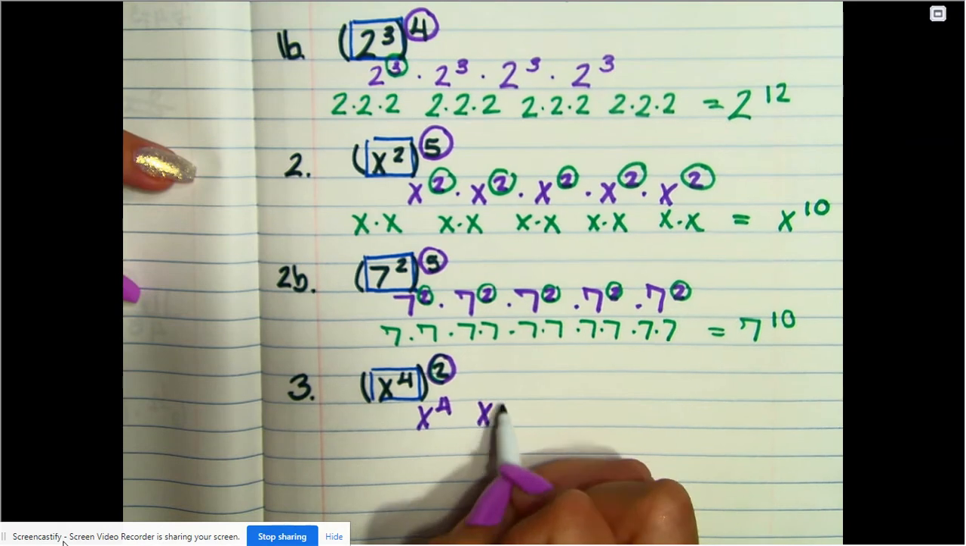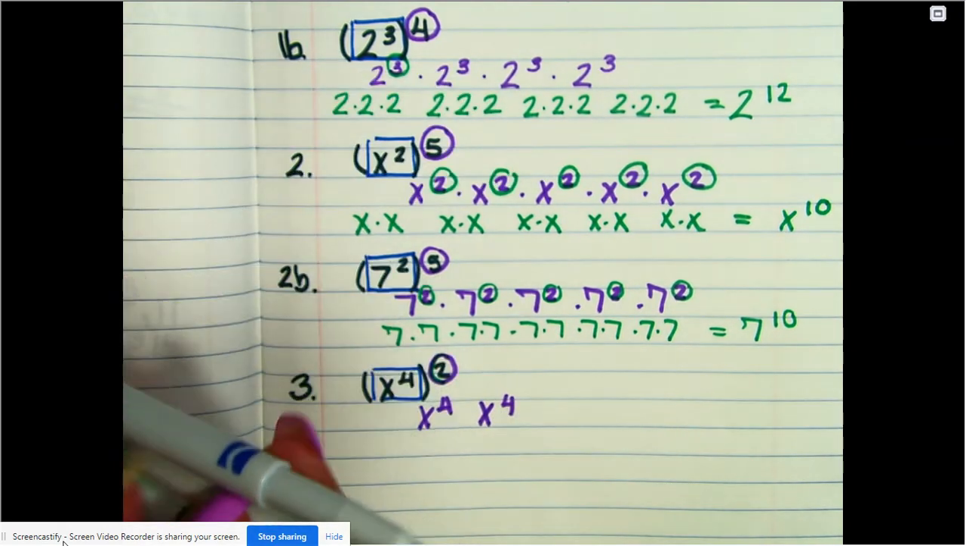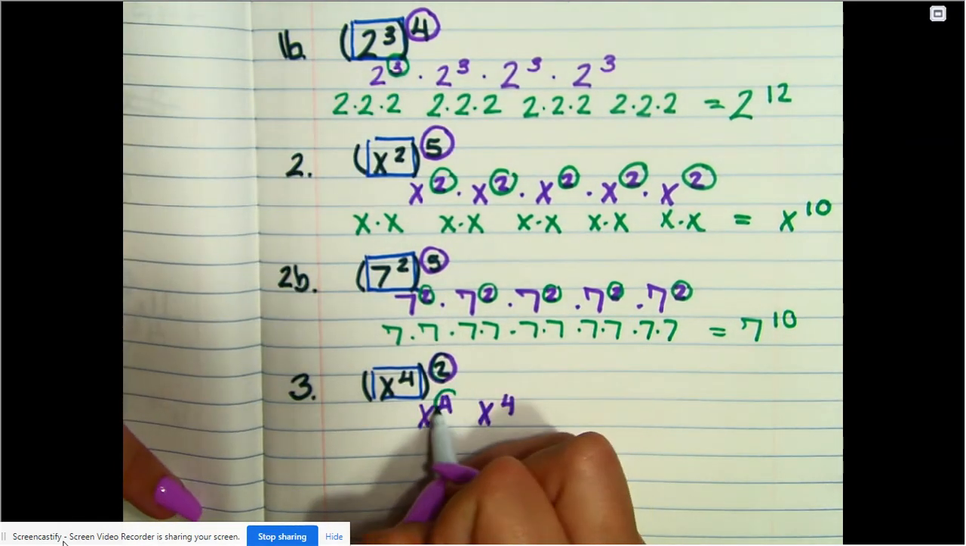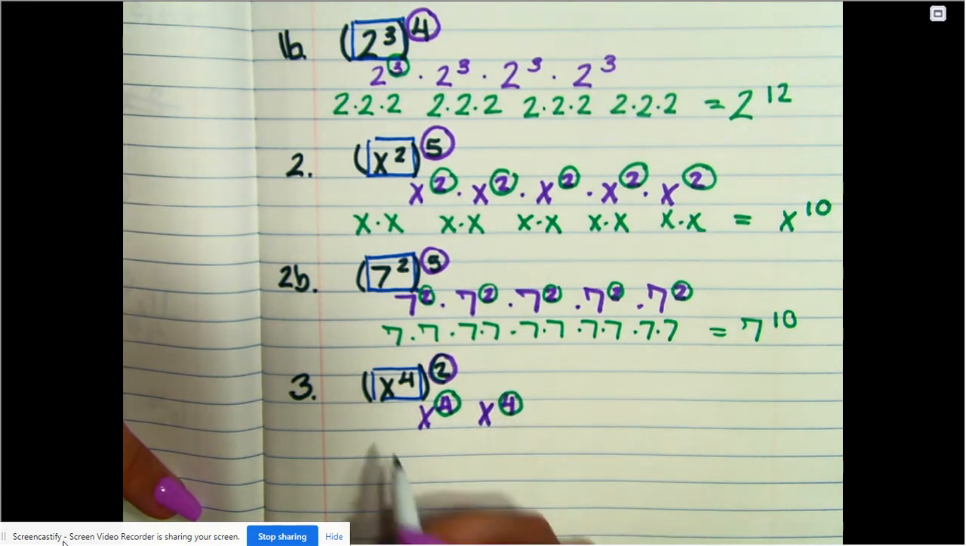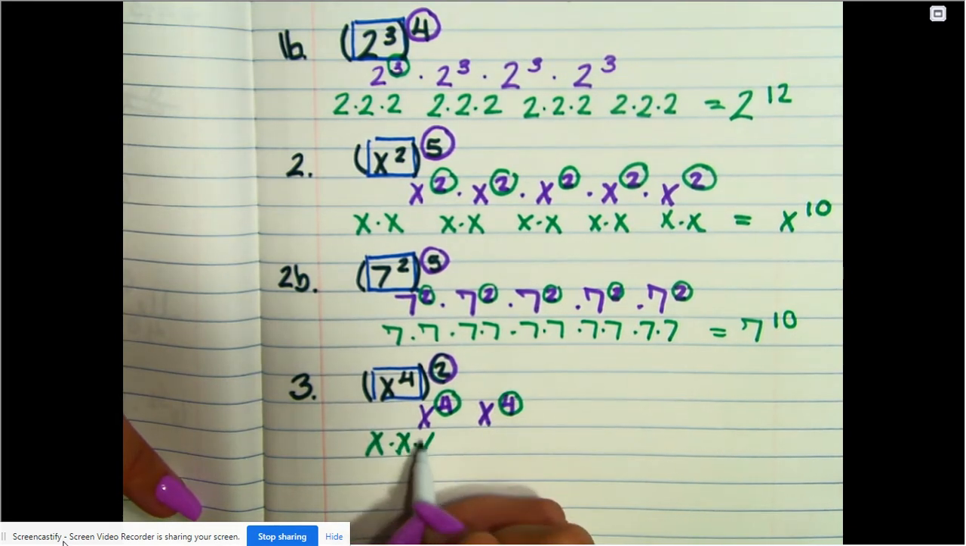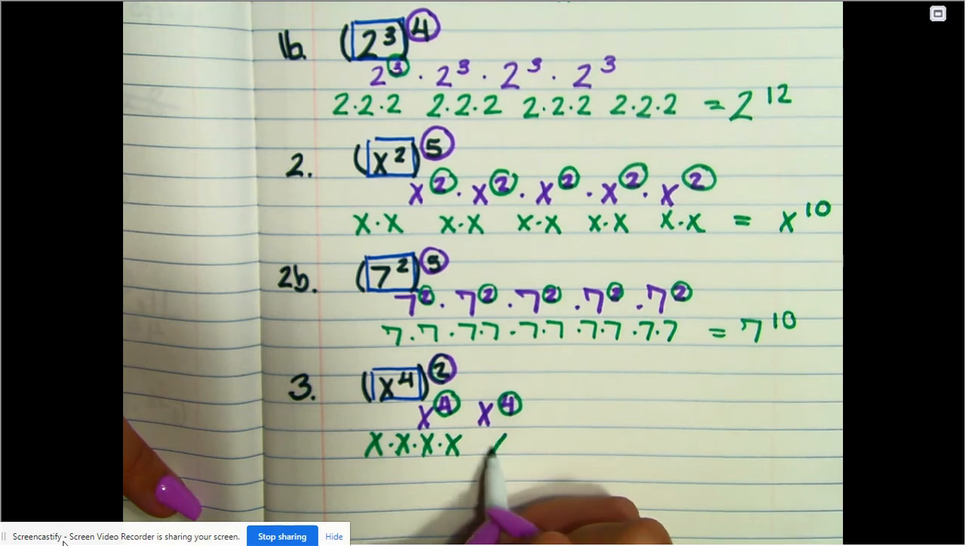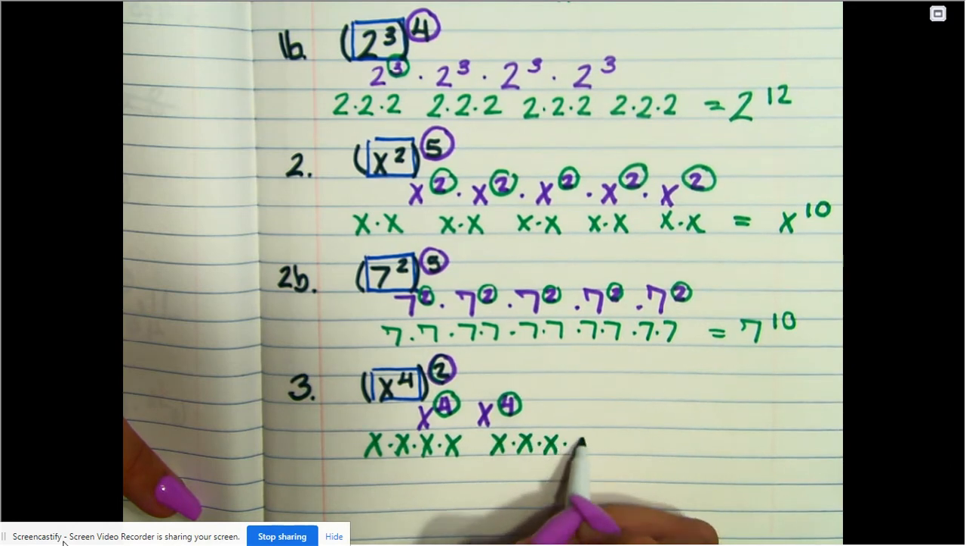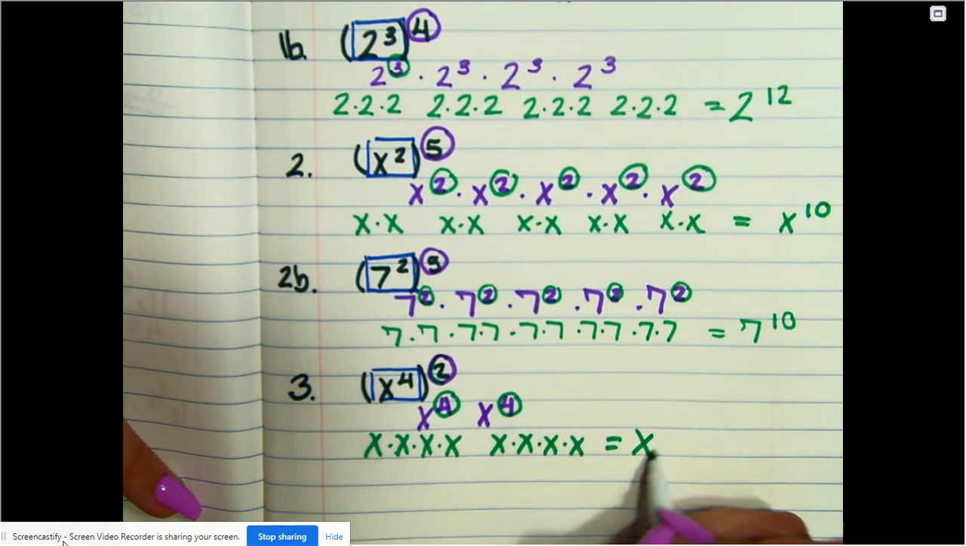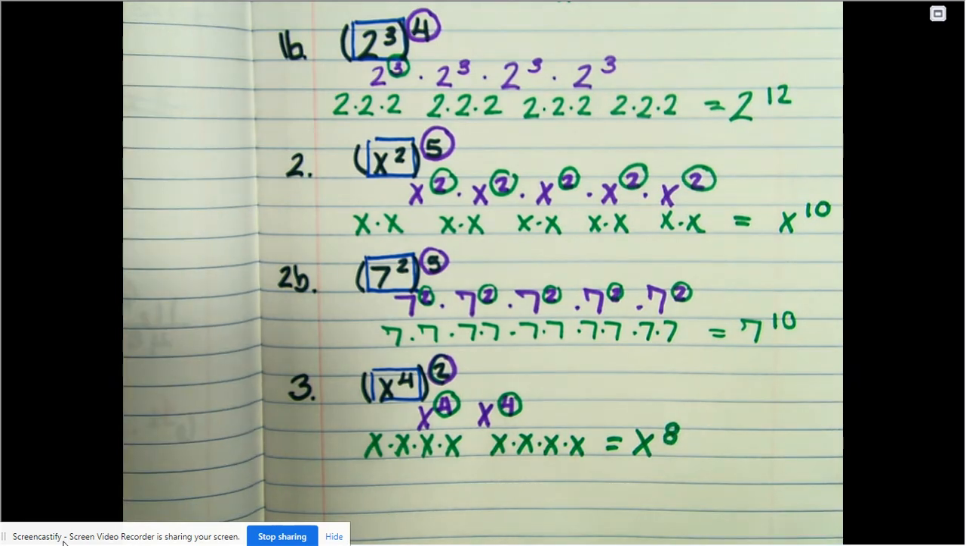Once, twice. And then this 4 is going to let me know to write out x 4 times. 1, 2, 3, 4, and another 4 times. 1, 2, 3, 4, and all together I have x to the 8th power. I don't know why I made my 8s like that, but it'll be okay.